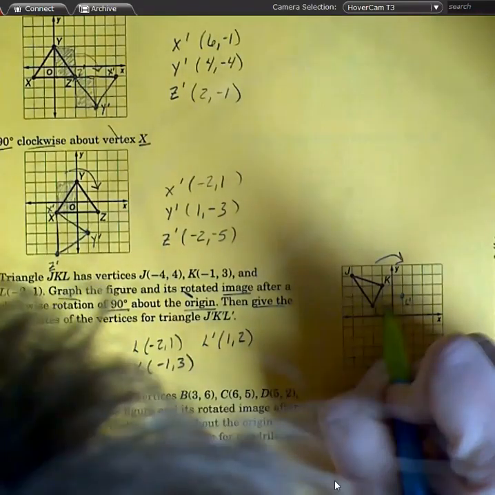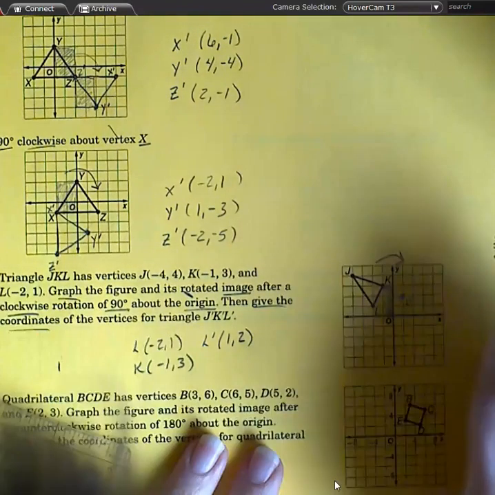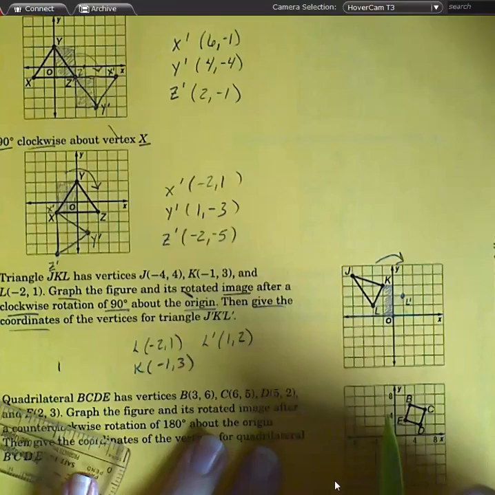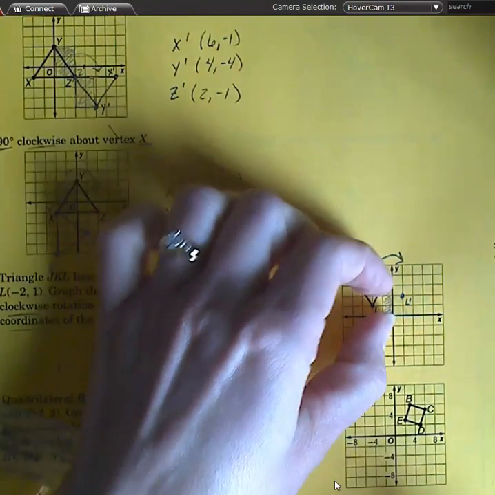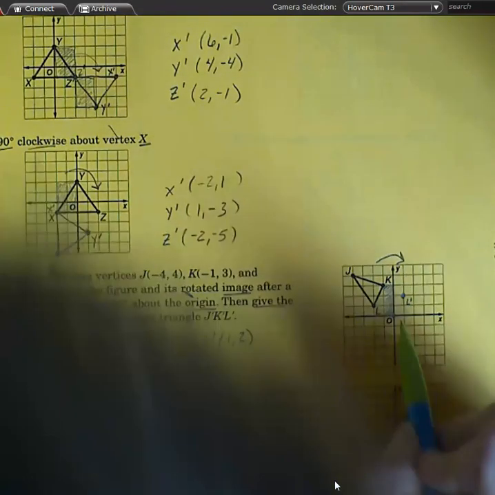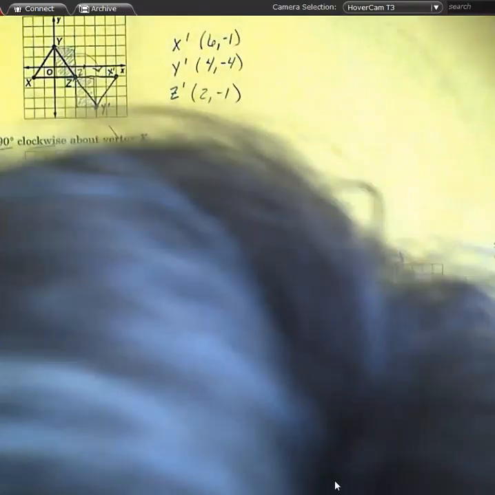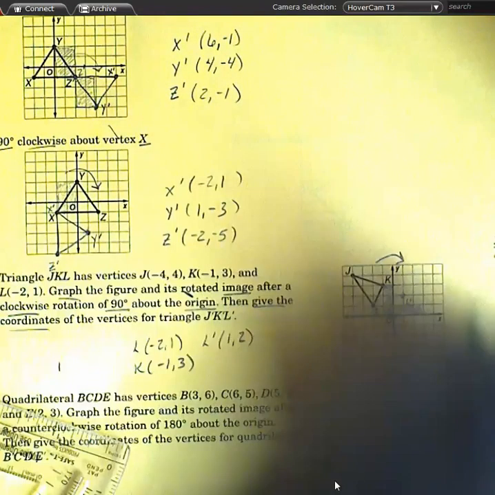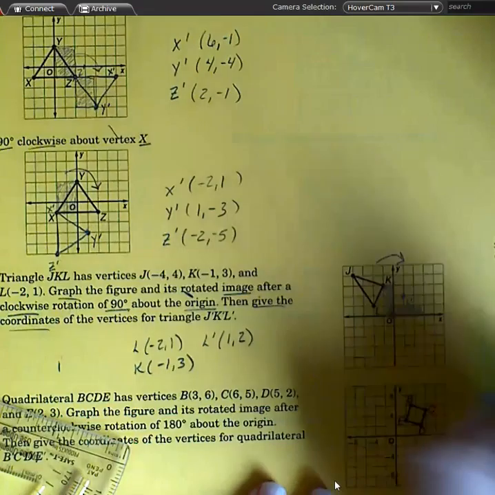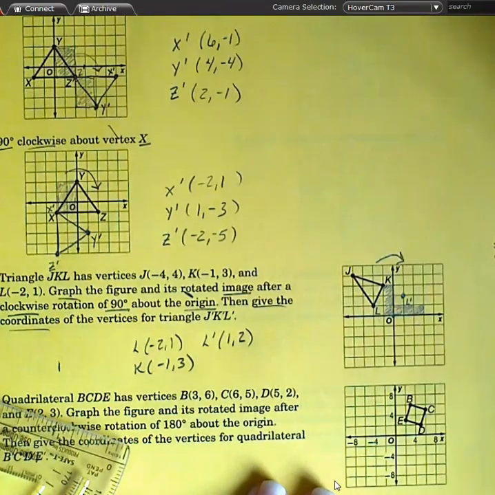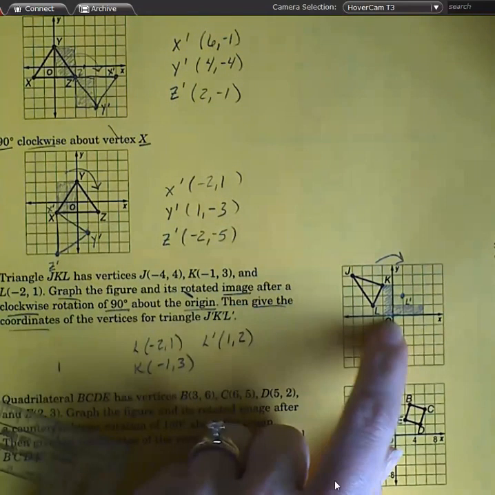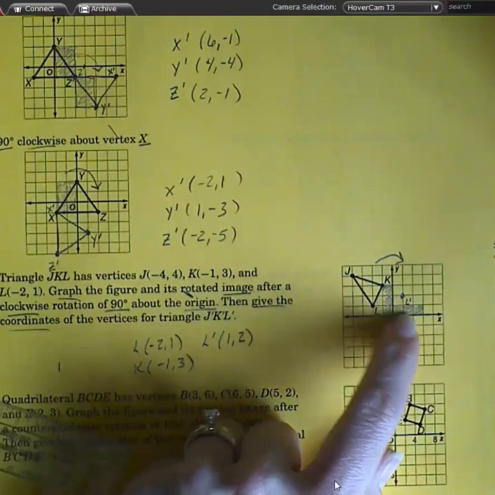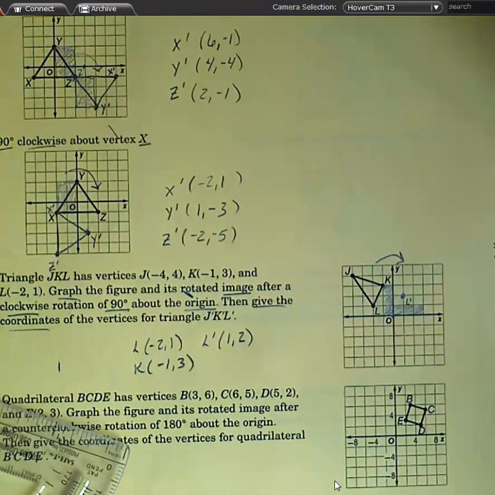Let's look at K. K is 1 space from the point of rotation over and 3 up. If I take that box and rotate it by keeping the corner here at the origin. Oh, sorry, my head got in the way. My bad. Where does K prime go? So it's 1 and 3. It rotates. It's 3 and 1. Where does K prime end up?